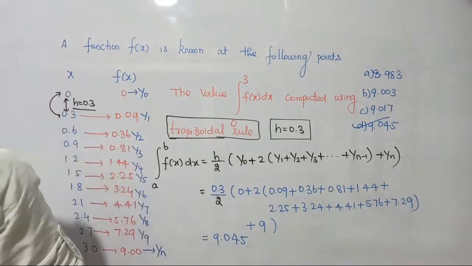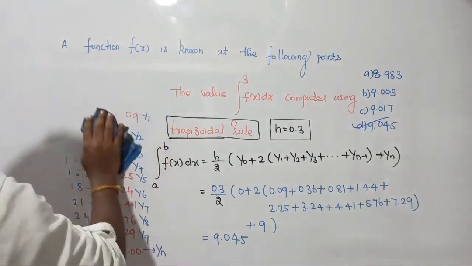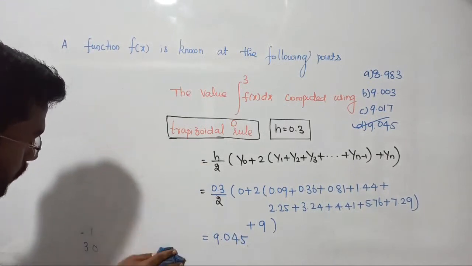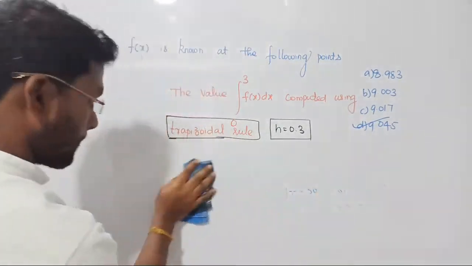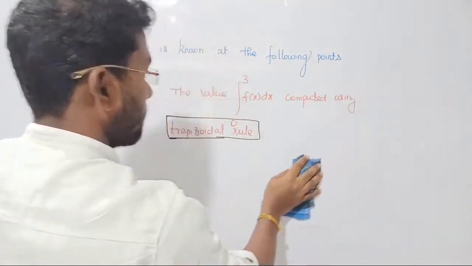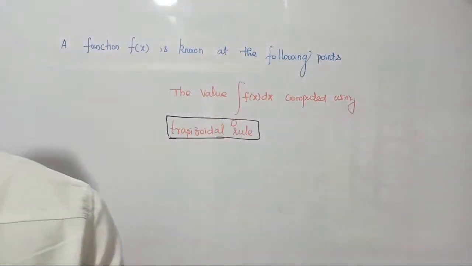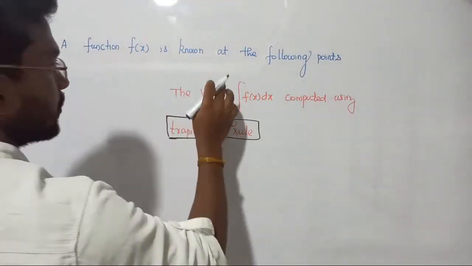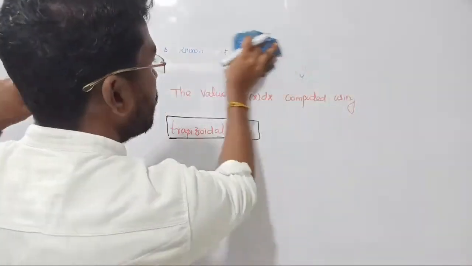Again, we are supposed to do the calculation with the help of trapezoidal only, right? So let me rub these things. Let's see, actually that is the value of a function, right? So a function f of x is known at the following points, the value of the function, right? See, let me rub this one. Question is the value of the function, right?